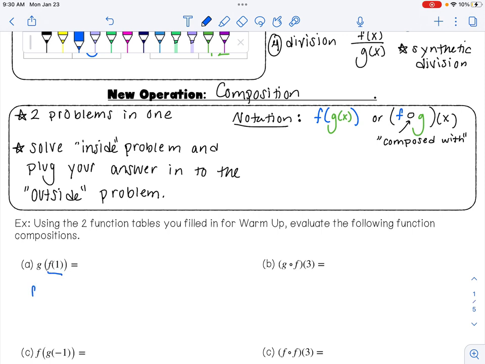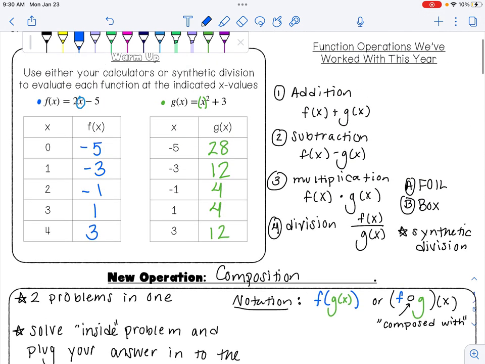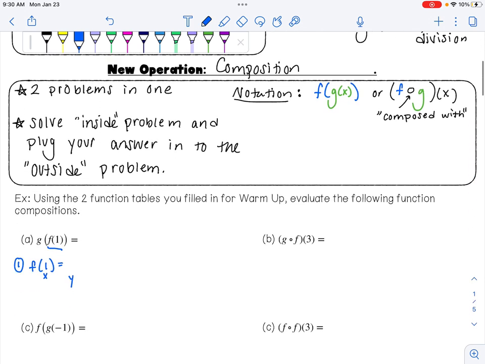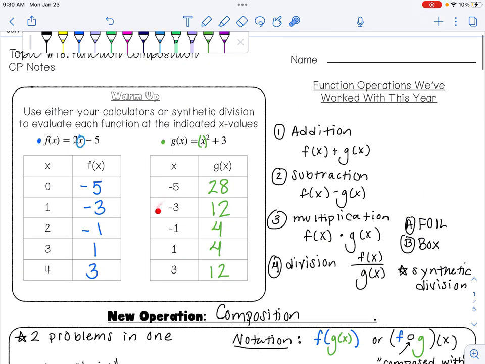So the first thing I'm going to do is find f of 1. All that tells me is I want to go up to my f table, and wherever x is 1, this replaces the x value, I want to find the y value there. So if I go up to my table, f of 1 gives me -3. So I'm going to put that -3 value down here. And then I'm going to take that and put it into my outside problem. So my outside problem is g, and now I'm going to plug in the -3. So again, this becomes my x, and now I want to find the y coordinate from my g table. So I'm going to go up to g and find x of -3, right here, and that matches to 12. So my final answer here is 12.